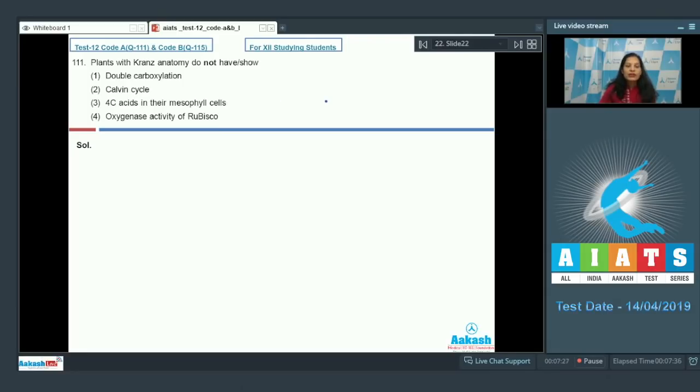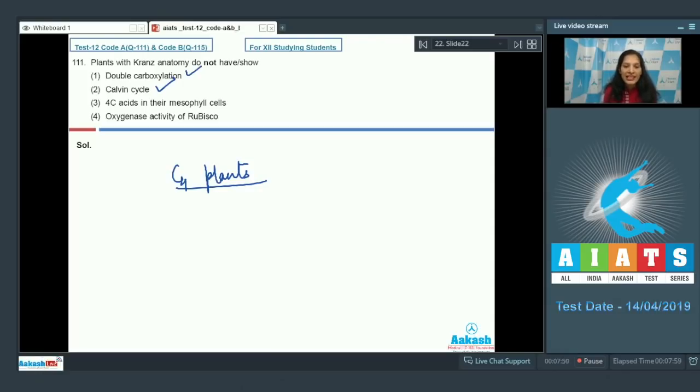So the plants with Kranz anatomy are C4 plants. They have the Hatch and Slack pathway. They have double carboxylation, first in the mesophyll cells and second in the bundle sheath cells. So it is true. They have the Calvin cycle. Yes, they perform the C3 cycle too. All the plants perform the C3 cycle.